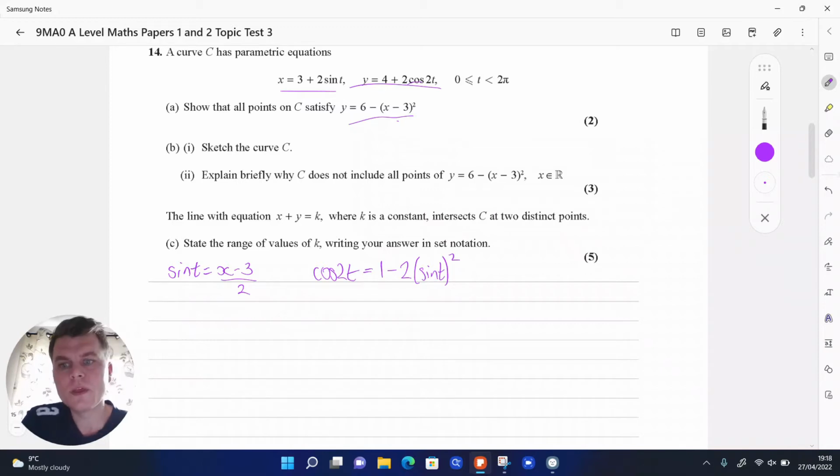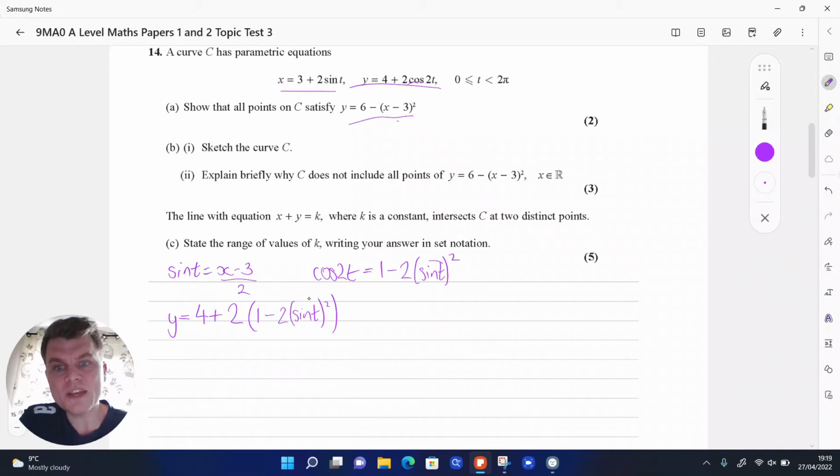Now we're going to use the equation for y. We've got y equals 4, and instead of plus 2 cos 2t, we're going to put plus 2, and then replace it with what we've got for cos 2t there. So 1 minus 2 (sine t) all squared.